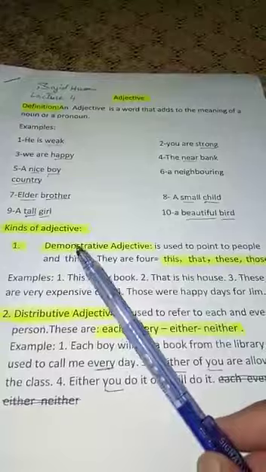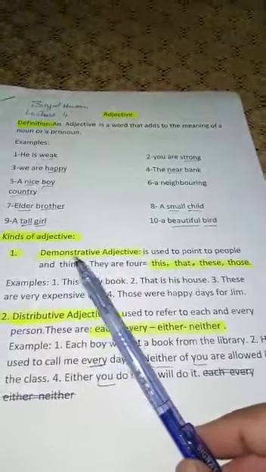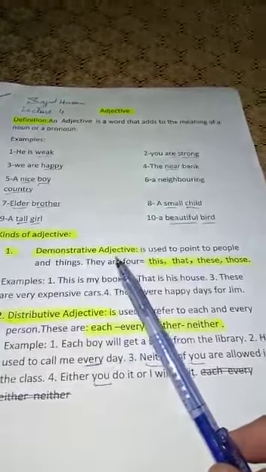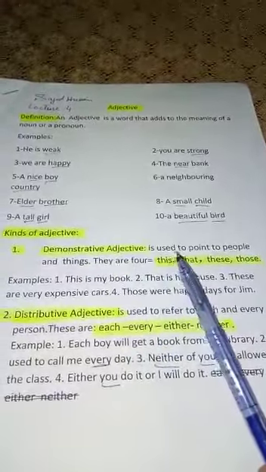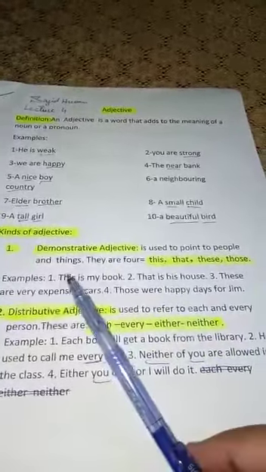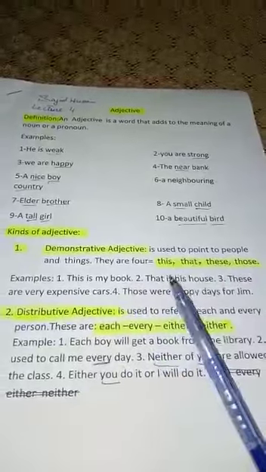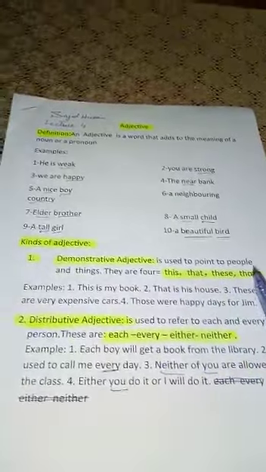There are different kinds of adjectives. The first are demonstrative adjectives. A demonstrative adjective is used to point to people and things. These are: this, that, these, those.